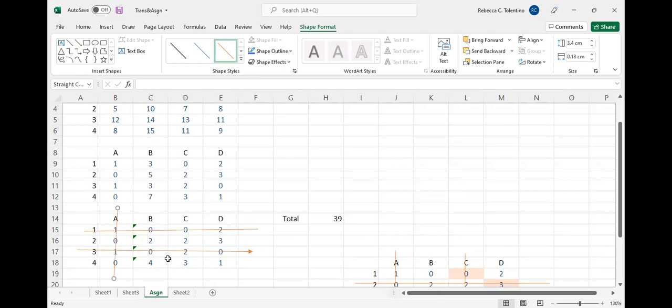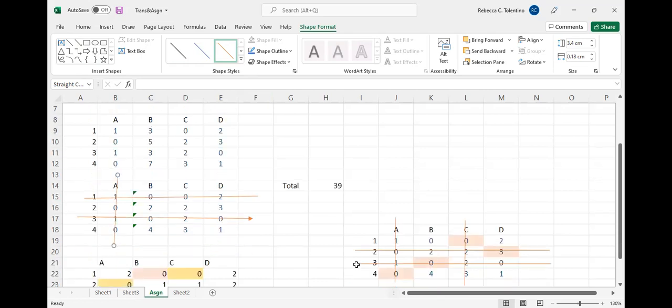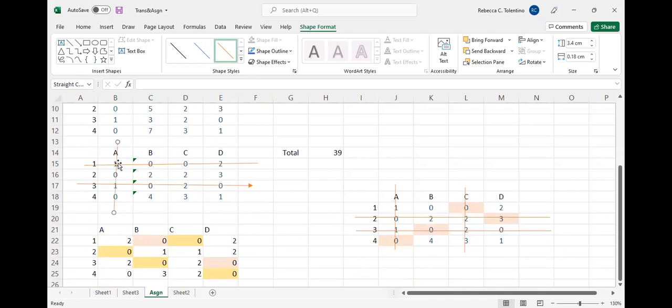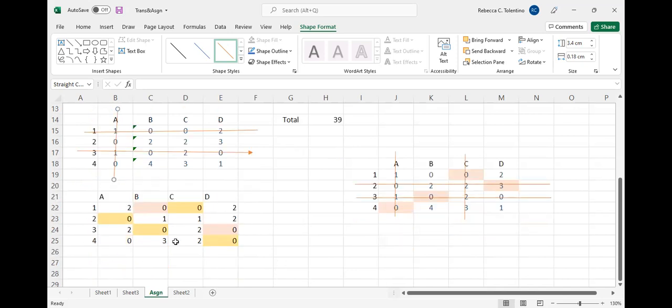So, what is the lowest among the uncovered cells? 1. So, ang nangyari, itong 1 na to, magiging 2 na siya. Itong 1 na to, magiging 2 na siya. All the other covered cells remained as is. Tapos, yung mga uncovered, nag-minus tayo ng 1. So, yung 2 dito naging 1, yung 2 na to naging 1, yung 3 naging 2. Yung 4 naging 3, yung 3 naging 2, and yung 1 naging 0. So, ito na yung mga zeros natin.